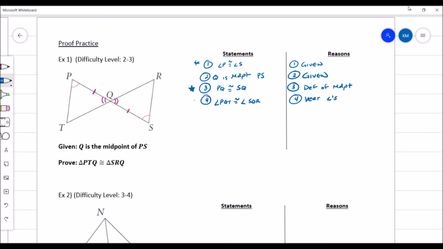And now with those three things, we had the shortcut, and we were able to say, okay, triangle PTQ is congruent to triangle SRQ. And it's congruent because of angle, side, angle. The side is included between the two angles.